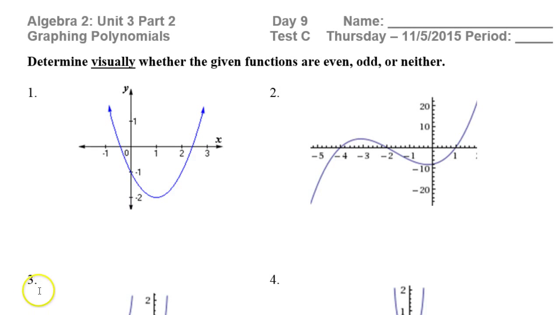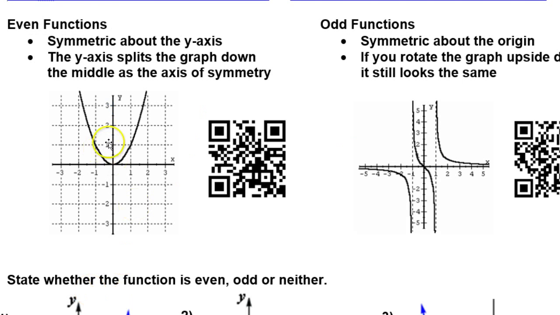In this video, we will learn how to determine whether or not a graph represents an even, odd, or neither function in terms of symmetry. Now, even functions are symmetric about the y-axis. In other words, the y-axis should split the graph right down the middle. So this is a classic example of an even function.